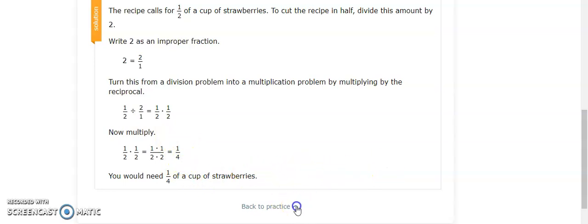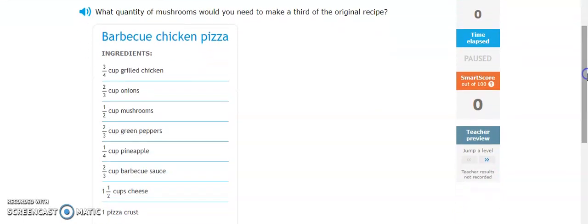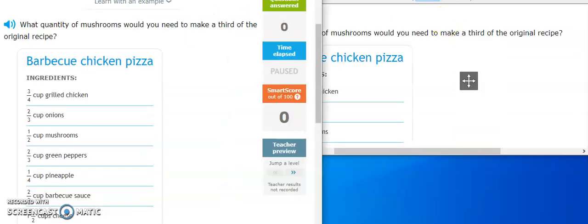But I do want to take a second to talk about why we do that. So let's look at this example. What quantity of mushrooms would you need to make a third of the original recipe? So if I only want to make a third of the original recipe, I'm going to be dividing it by 3. And I'm looking at quantity of mushrooms. I'm specifically just going to look at that half cup of mushrooms.